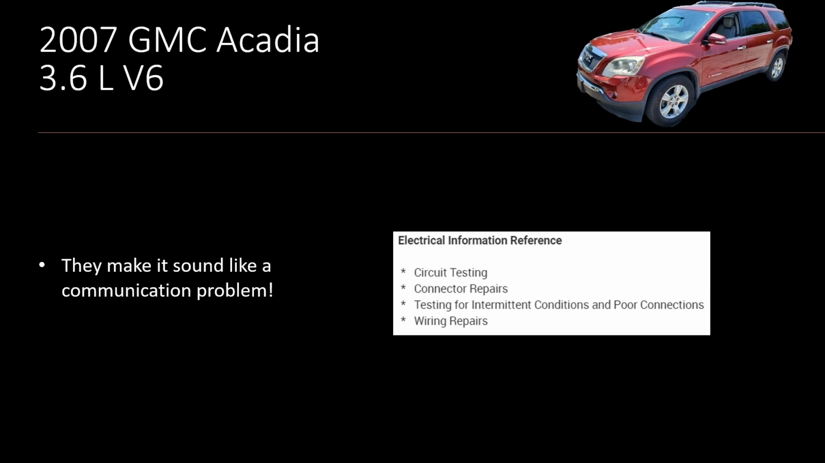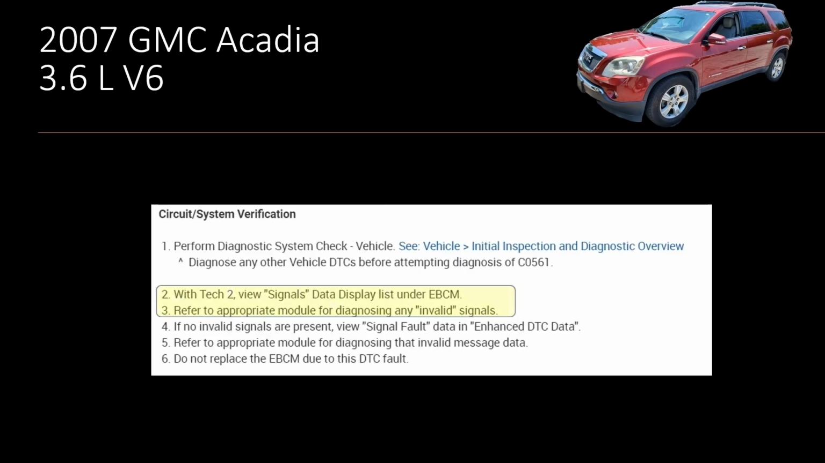Looking at another section under the diagnostic process for this code, it talks about connectors, wiring, and testing for intermittent or poor connections. And even under verification test, steps 3 and 4 really make it sound like a bad data packet or some kind of communication fault. It does give a warning in step 6: do not replace the electronic brake controller for this code. We'll talk about why in just a moment.